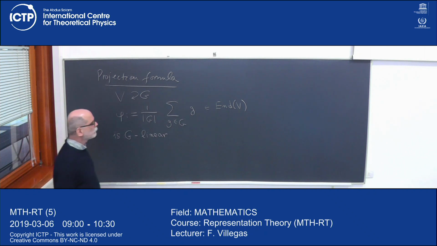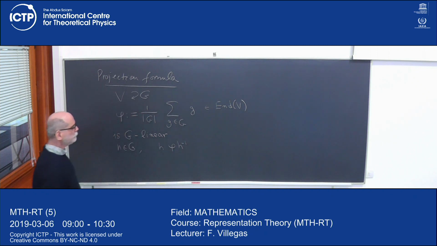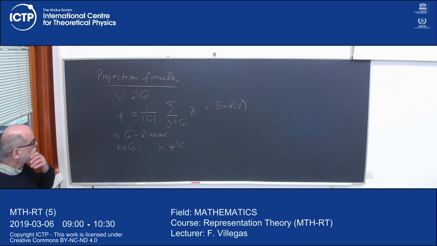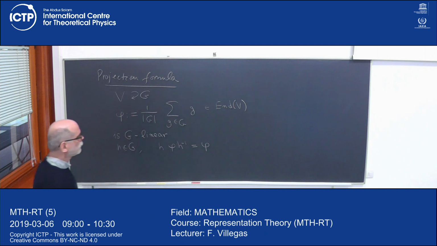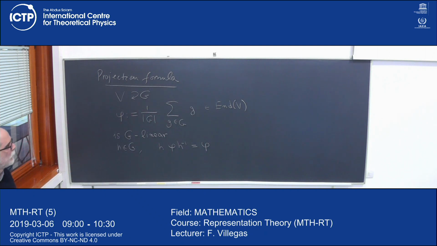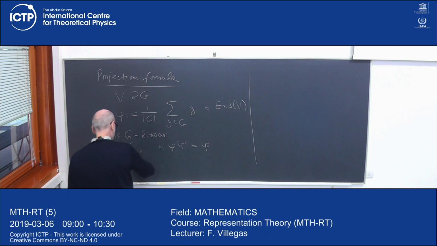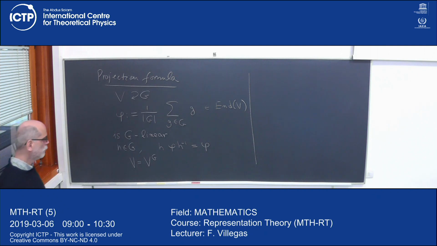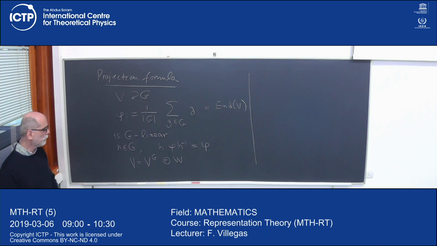And the point was that because we're averaging over the group, if we consider h phi h inverse, where h is in G, then this is rearranged in terms of the sum. So the map is the same. Because it's G-linear, it will preserve this decomposition. We have V upper G, meaning the vectors fixed by every element of the group, is a subrepresentation. As such, it has a subrepresentation complement W.